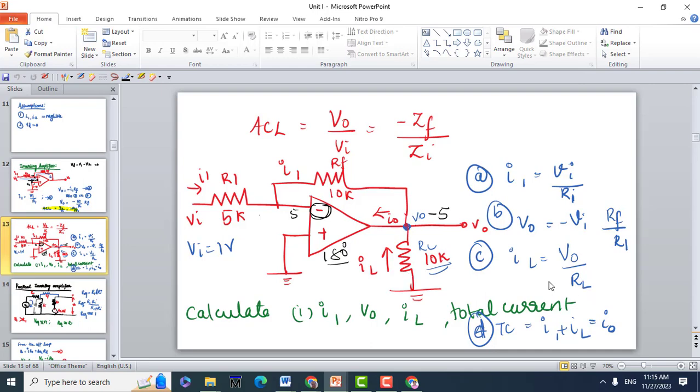The total current is nothing but I1 and IL, only two currents. So I1 plus IL is I0. That is how you will be calculating all this.